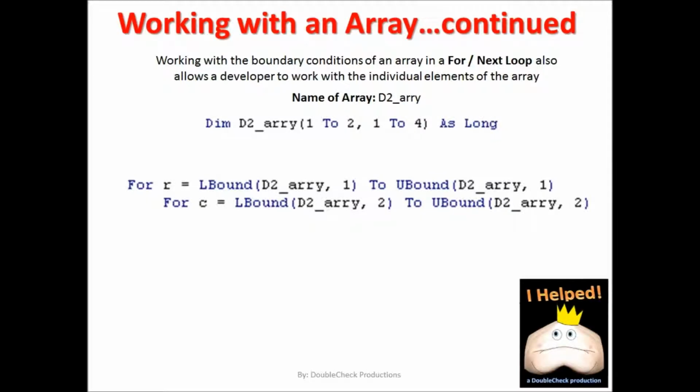In previous examples, we've used the for each loop. We've also used the for next loop, but we've always specified the ranges. What I want you to notice here is that we have a two-dimensional array. Just like a single-dimensional array, it has lower boundaries and upper boundaries. The trick is how to reference the boundaries for each dimension in a multi-dimensional array.